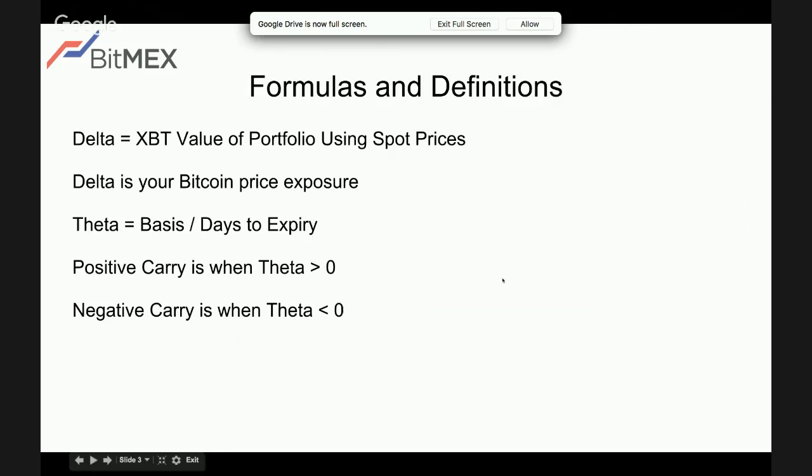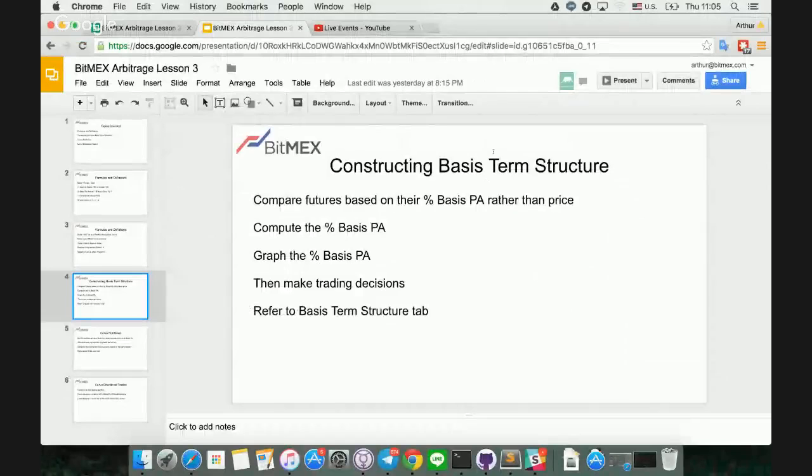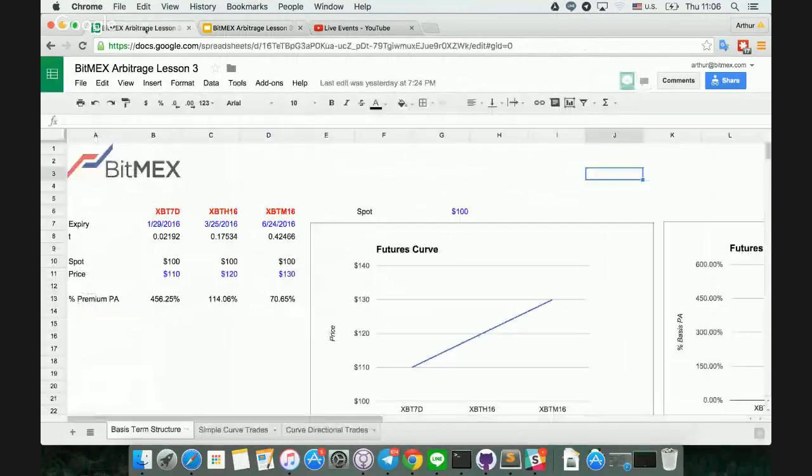Okay, so let us go to the next section. Constructing the basis term structure. Now I will go to the first tab of the spreadsheet that has been provided. And we're looking here at the basis term structure.